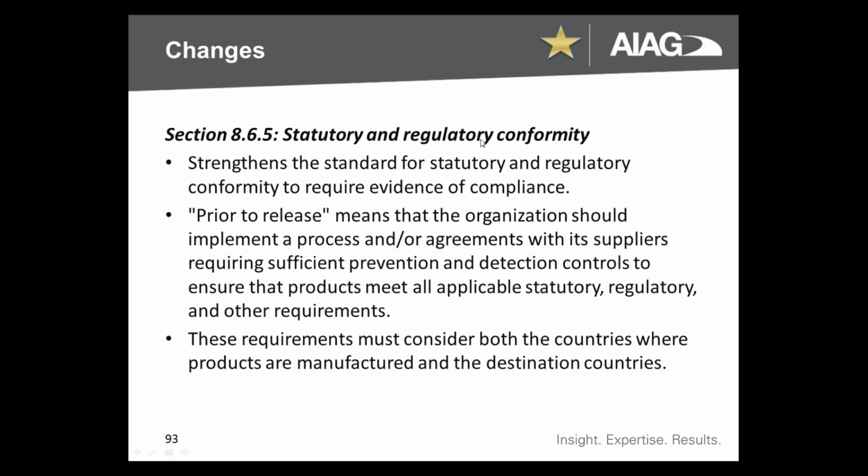8.6.5 is a section on statutory and regulatory conformity. Prior to release of externally provided products into its production flow, the organization shall confirm and be able to provide evidence that externally provided products, processes, and services conform to the latest statutory and regulatory requirements. And this has to consider countries where products are manufactured, as well as the destination countries, if known.